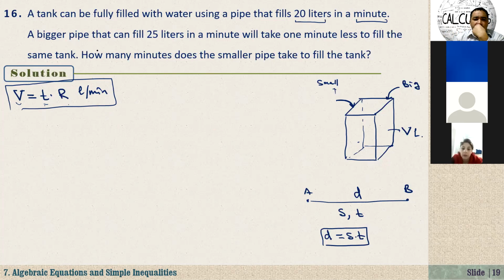Now let me read the question. A tank can be fully filled with water using a pipe that fills 20 liters in a minute. So that means that the first rate, the rate of this one, let's say it is lowercase r, the big one is capital R. So that means that this volume will be equal to time, how many minutes? Here it takes t minutes and the rate is 20 liters per minute.